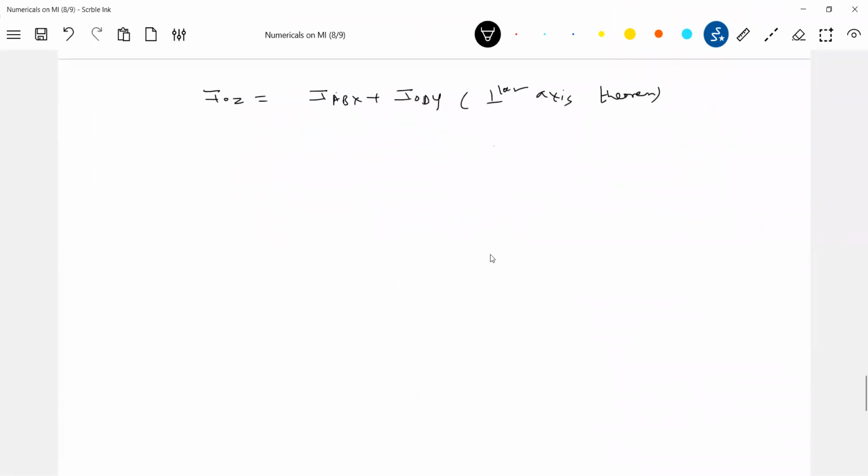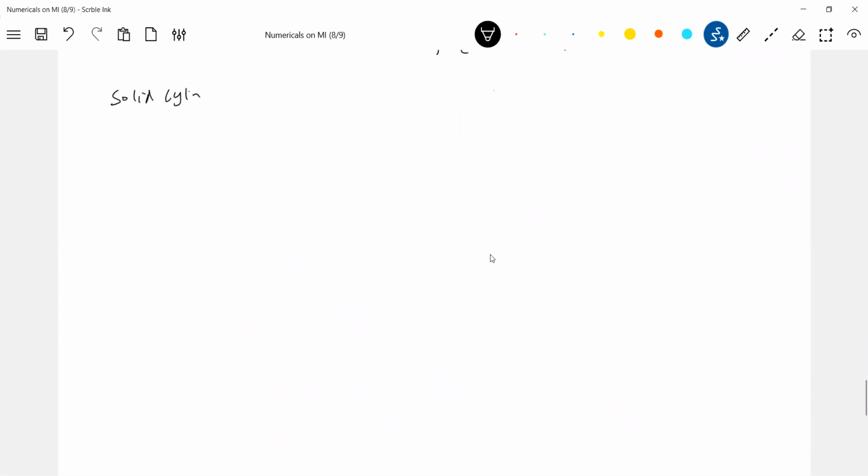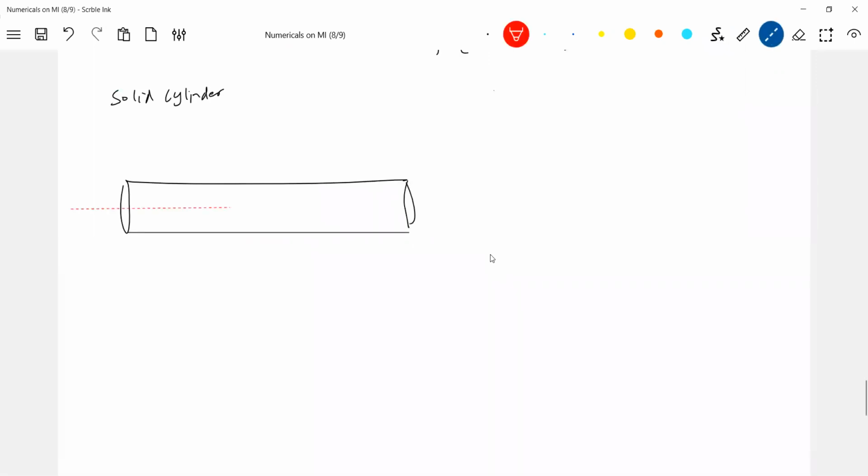For cylinder, moment of inertia of a cylinder. I'll directly write these things. So for a cylinder, this is the length of the cylinder.